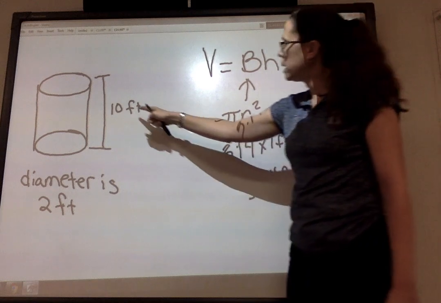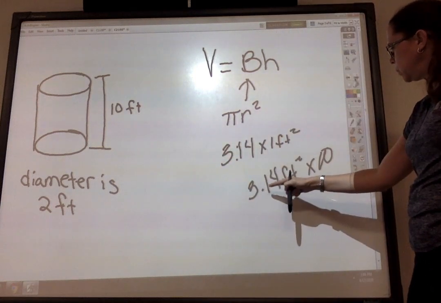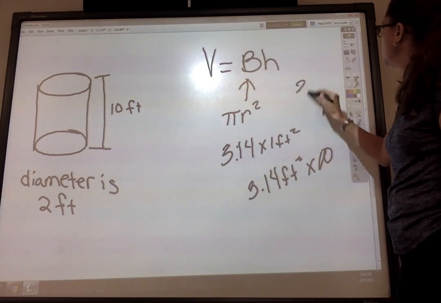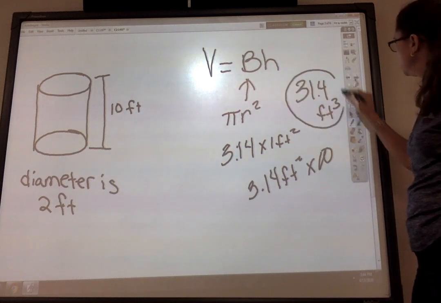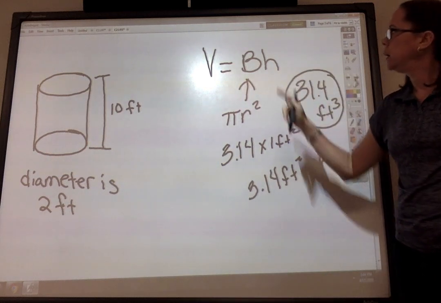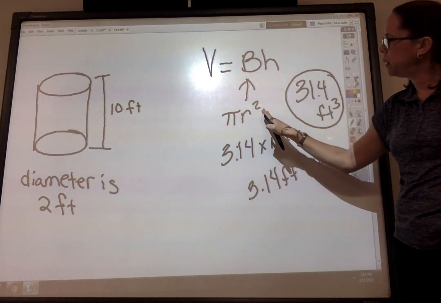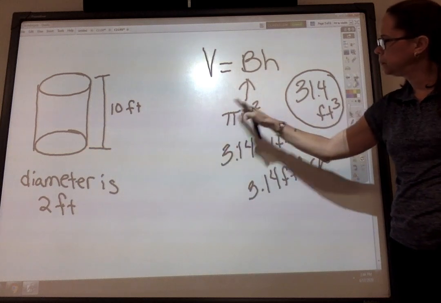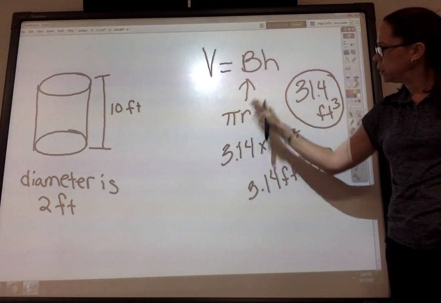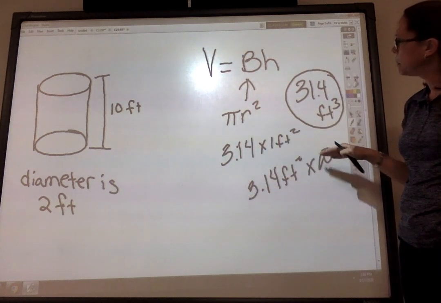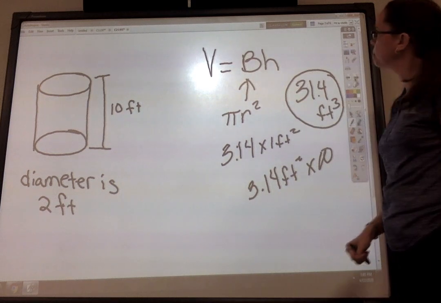Now I've got to multiply it times 10 to get the volume. 3.14 times 10 is 31.4 feet cubed. Area of the base times the height. So for the area of the base, I have to use pi r squared. The radius was 1, 1 times 1 is 1 square foot, times 3.14. Multiply it times the height of my figure, and I get 31.4 feet cubed, okay?